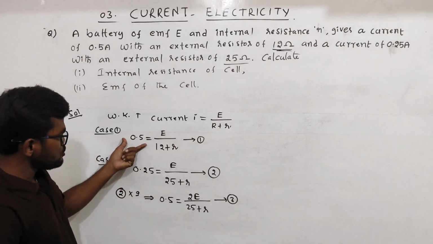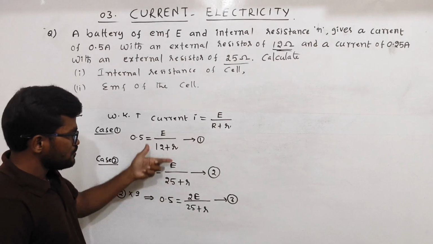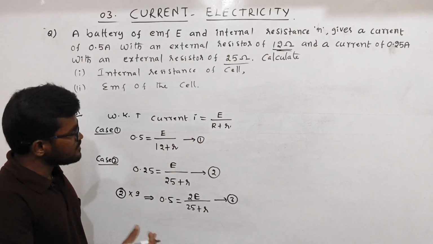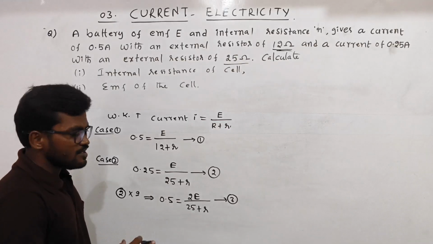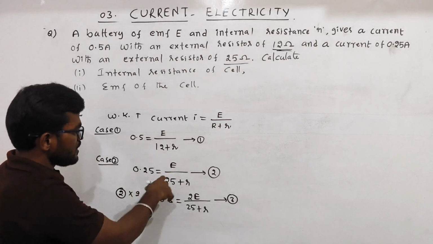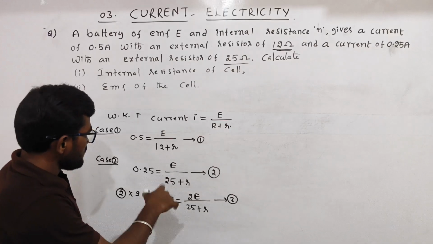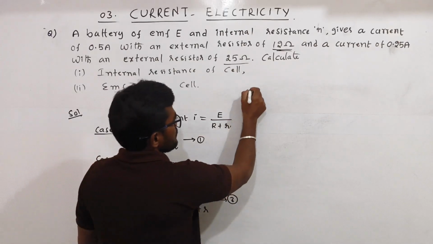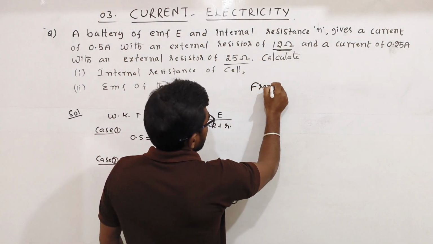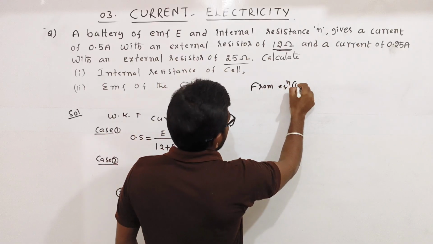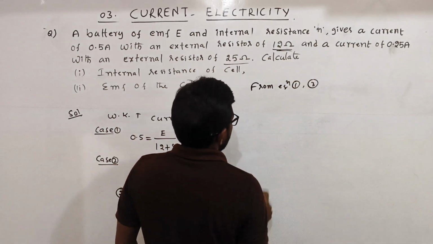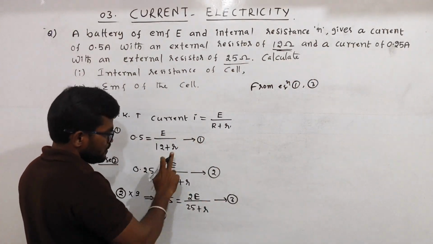Observe equation number 1 and equation number 3. The left hand side is 0.5 in both, so we can equate the right hand sides. Then we will get the r value and E value easily. If you simplify otherwise, we will get decimal points, which may take a lot of time. So from equation number 1 and 3, the left hand sides are equal; equate the right hand sides.